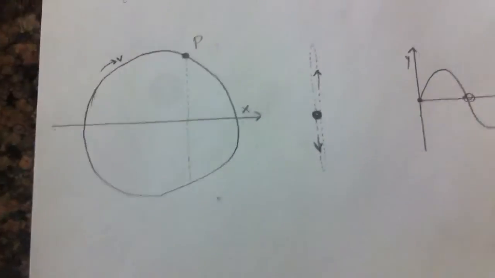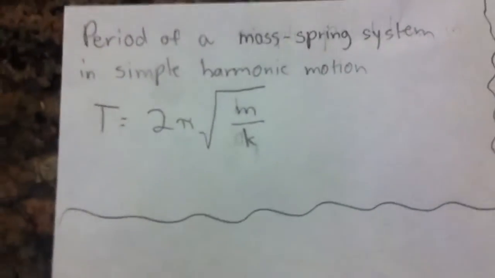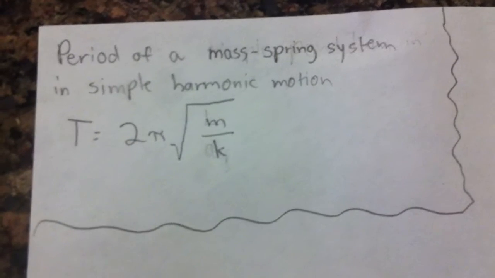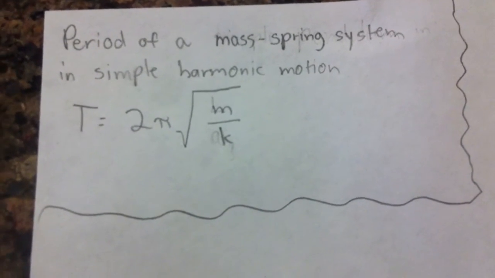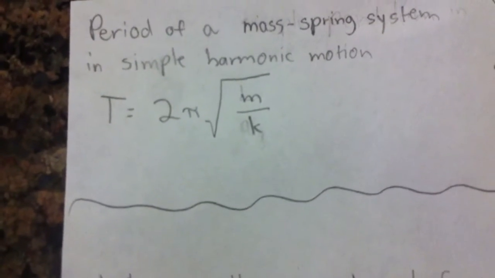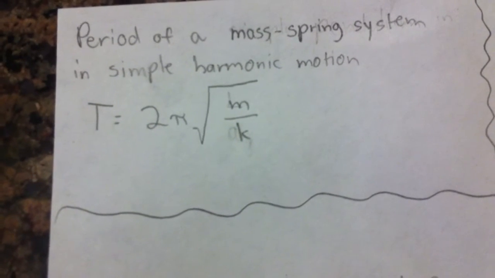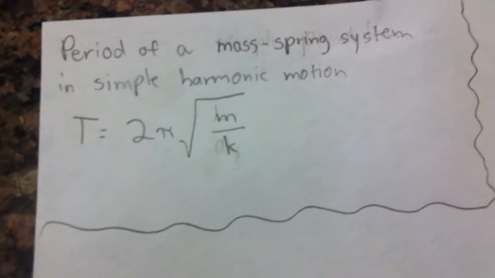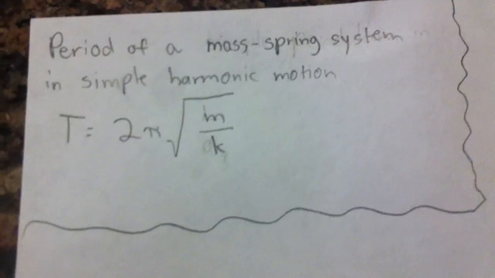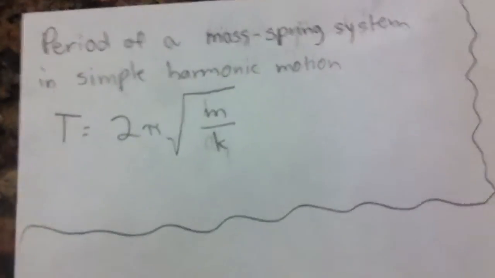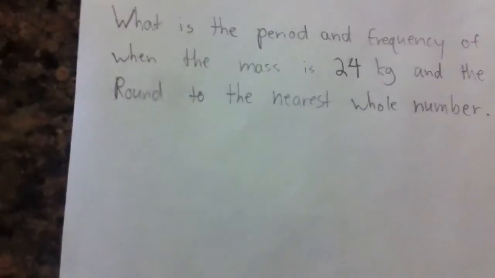So now we have to calculate the period and frequency of an object-spring system. And to do that, we need this equation right here, the period of a mass-spring system in simple harmonic motion. What this equation says is T, which is period, equals 2 pi times the square root of m over k. M is mass and k is spring constant. So knowing that, let's solve a problem.